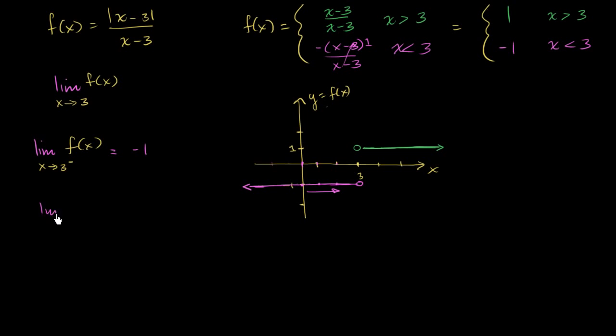Now let's think about the limit of f of x as x approaches 3 from the positive direction, from values greater than 3. Here we see when x is equal to 5, f of x is equal to 1. When x is equal to 4, f of x is equal to 1. When x is equal to 3.000001, f of x is equal to 1. So it seems to be approaching positive 1. Now we have something strange. We seem to be approaching a different value from the left than from the right. And if we're approaching two different values, then the limit does not exist.